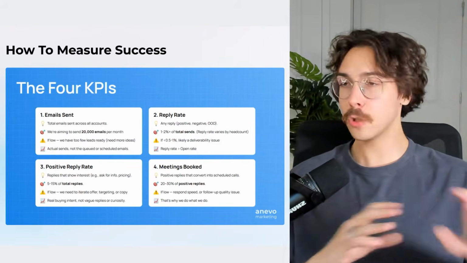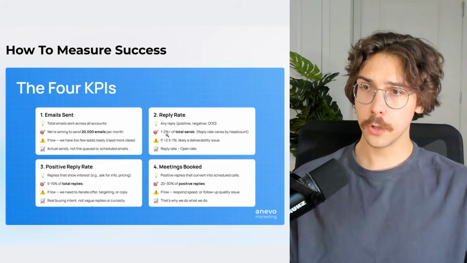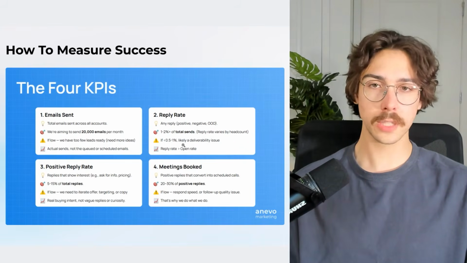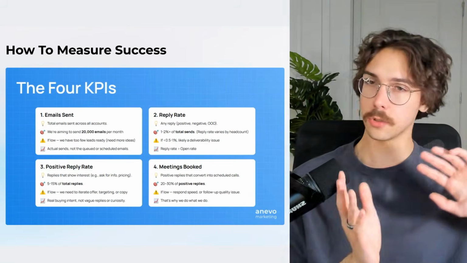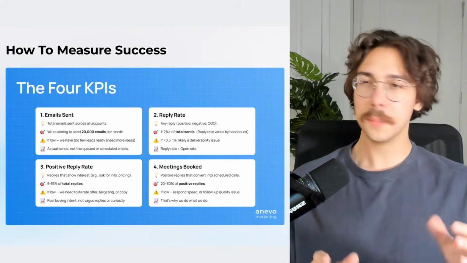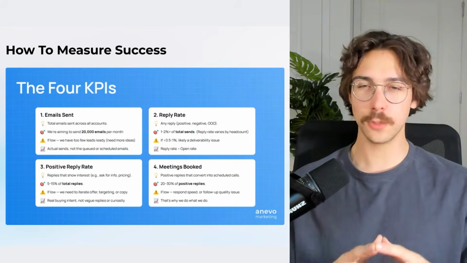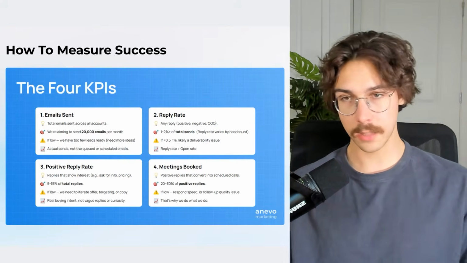Now, I'm not going to get super in the weeds with it. All you really need to know on how to measure success: reply rates, you're looking for about 1 to 2% of total sends, not leads contacted. The exact number varies by headcount. So if you're reaching out to more enterprise markets, it could be fine that your reply rates are less than 1%, but this is just a general target. So if you send 10,000 emails, you're looking for about 100 to 200 replies. Now, in some cases, it's less than that.